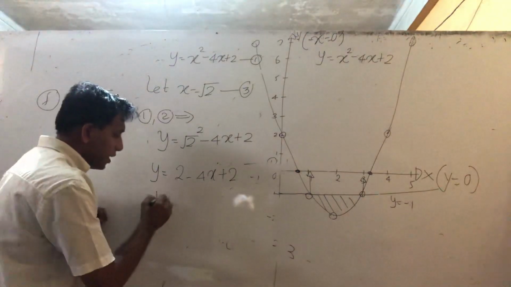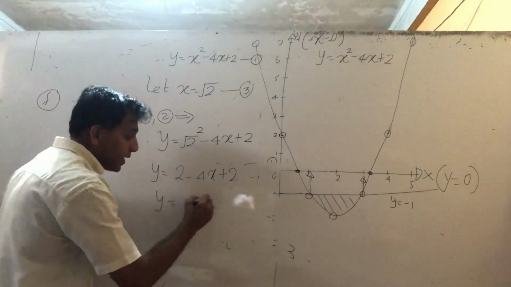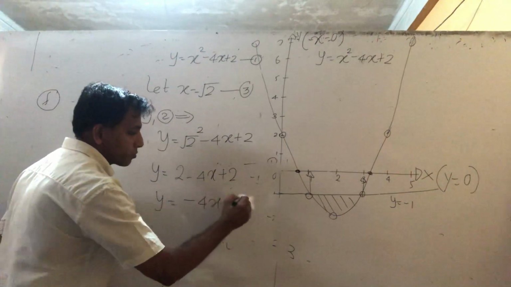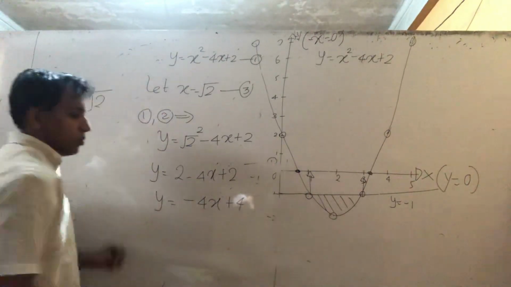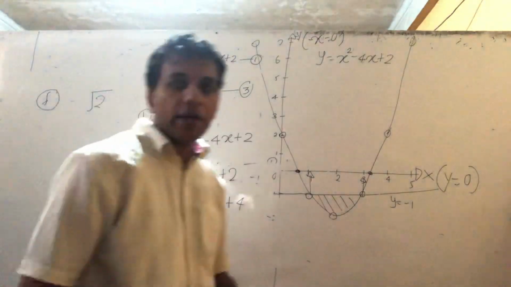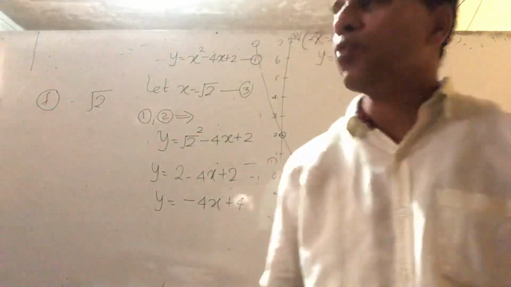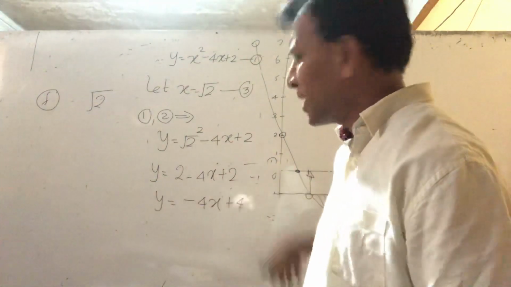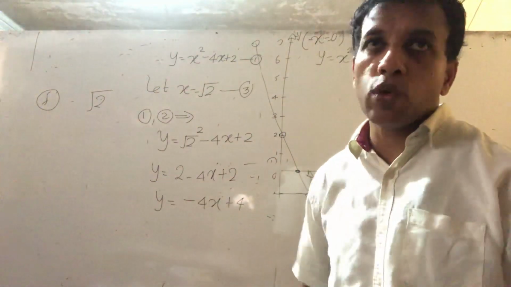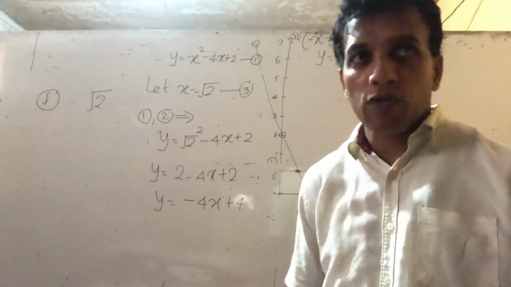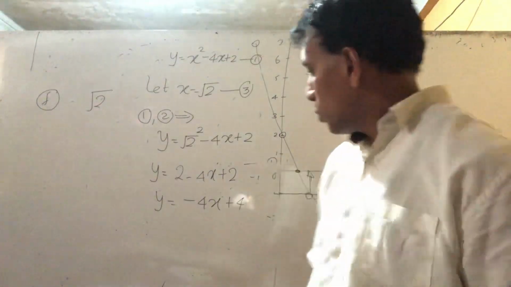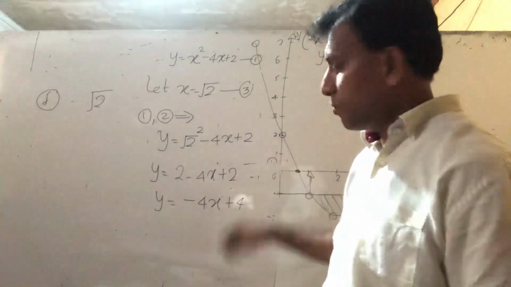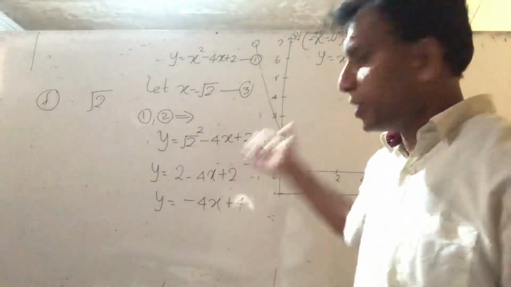So what is that? y equals minus 4x plus 2 plus 2, which is 4. What is this? This is a straight line equation. Always after solving, you will get a straight line equation called y equals mx plus c form, or y equals mx form. Now draw this graph. Now you draw this sketch here.